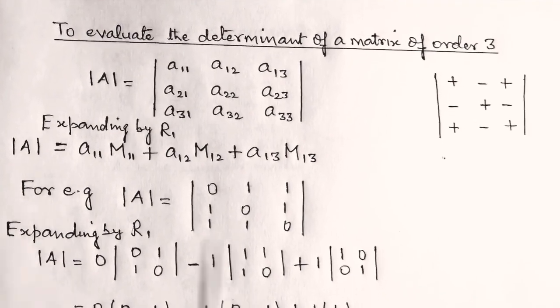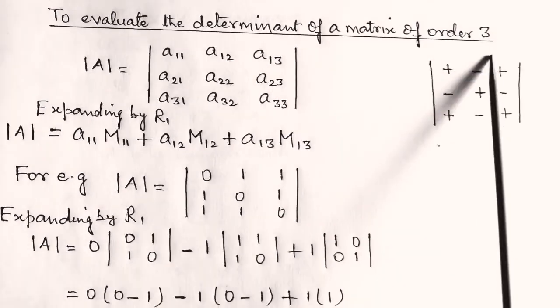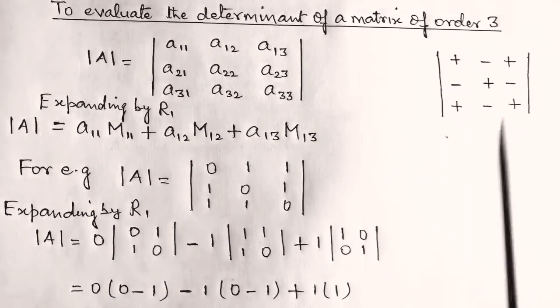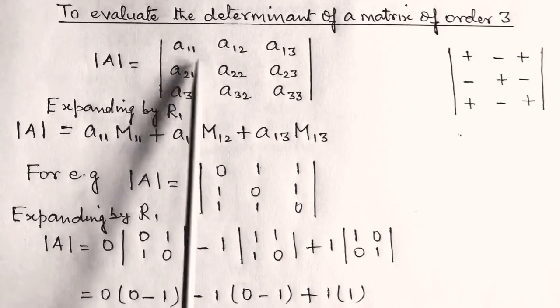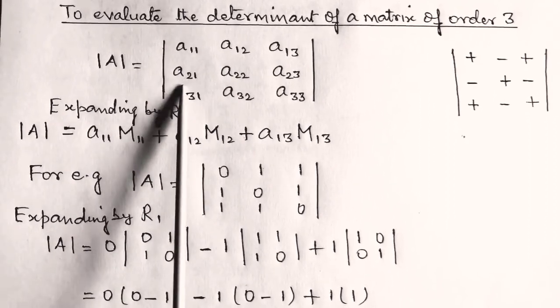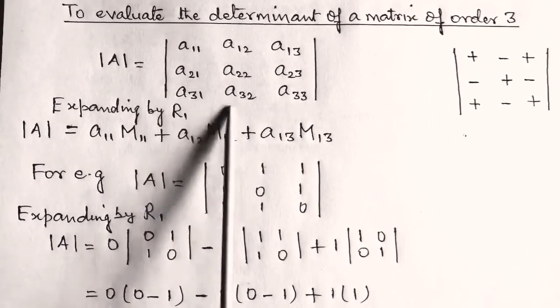Now how do we evaluate the determinant of a matrix of order 3? Right? So suppose this is the determinant having elements A11, A12, A13, A21, A22, A23, and so on.